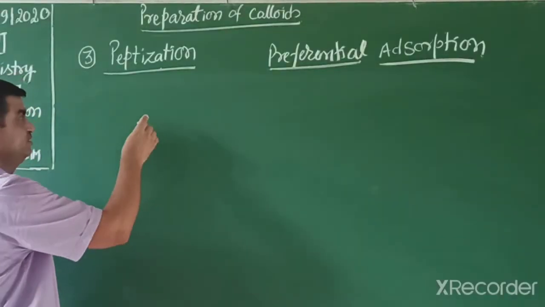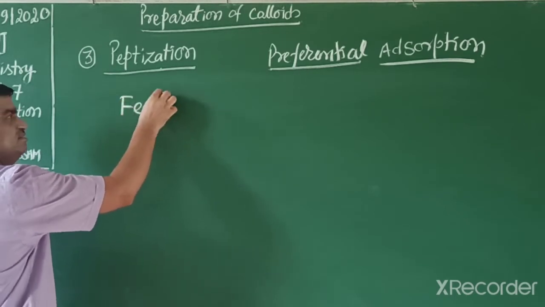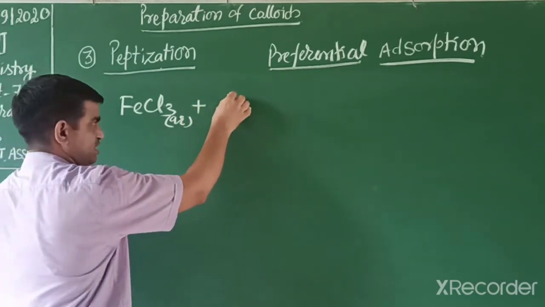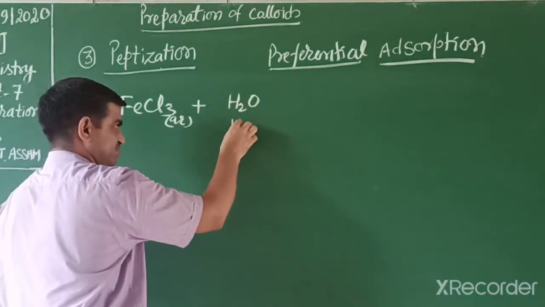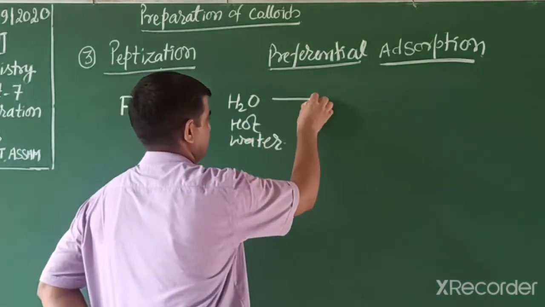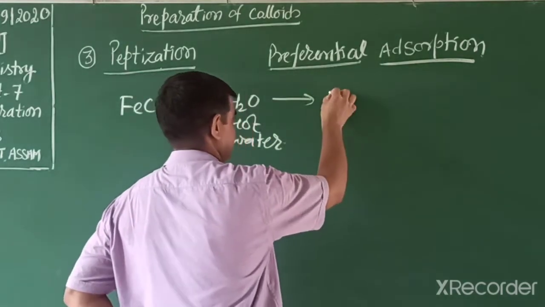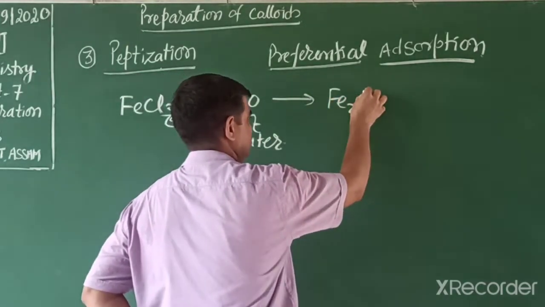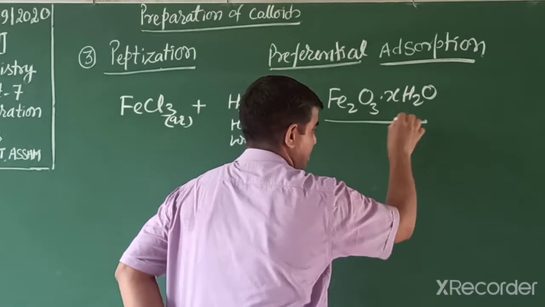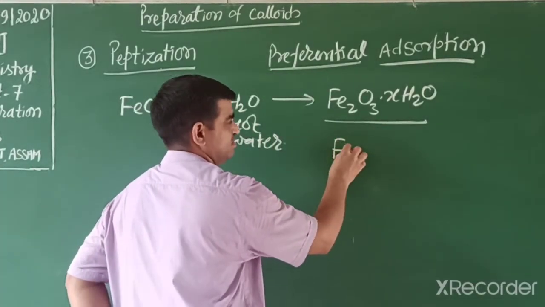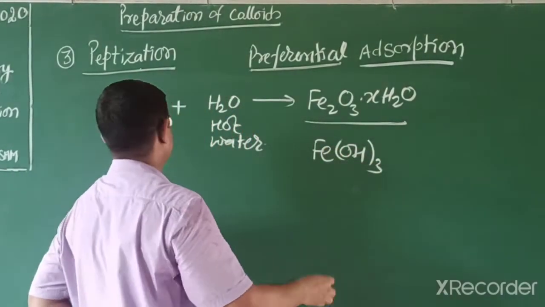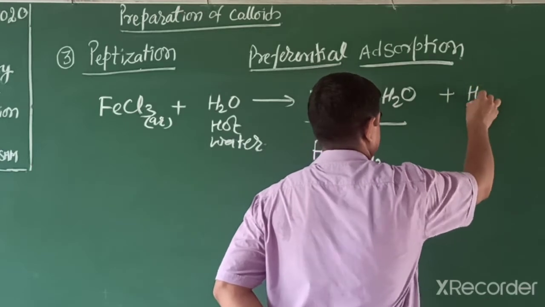Another example of peptization is ferric chloride aqueous solution. If you mix it with hot water, H2O, then what happens, students? We can write here like this: Fe2O3·xH2O, like a colloid, or we can write Fe(OH)3, like this precipitate, and we can write HCl.